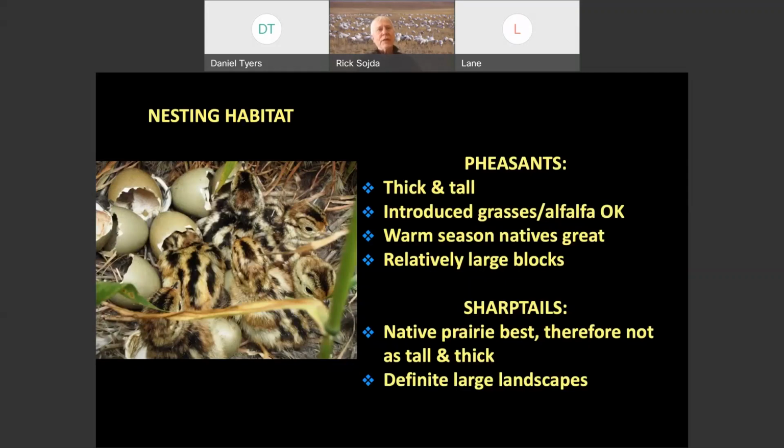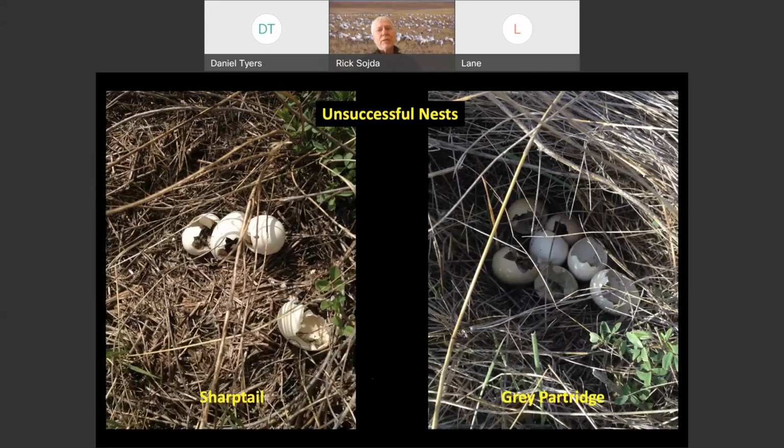But if we look at this next picture of some unsuccessful nests, sharptail on the left and partridge on the right, see that they don't have that egg cap symmetrically taken off, and the eggs are pretty much mashed in. I don't know if this was a skunk, a fox, or a ground squirrel predation. Ground squirrels often will remove the nests. But in any case, keep in mind what those different predated eggs look like when you're out in the field, so that you can get an idea as to what's going on nest success-wise in a particular area.